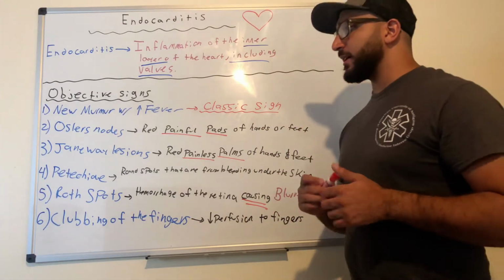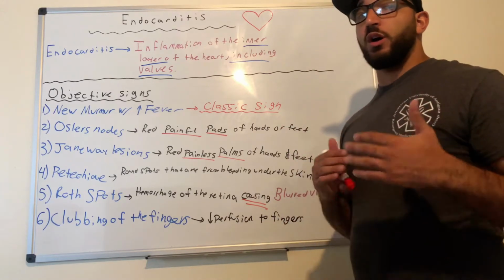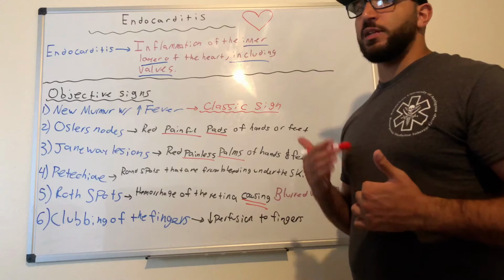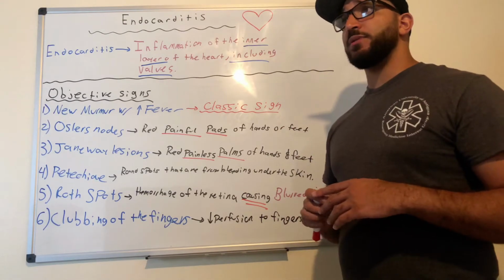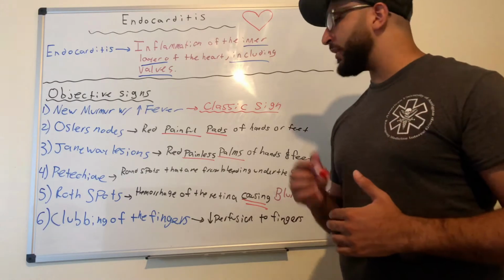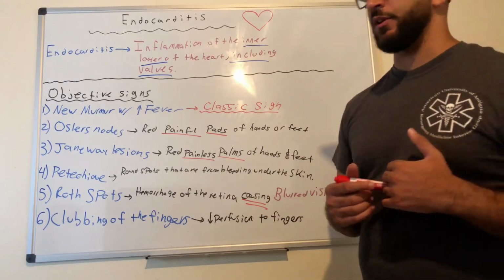So the sixth objective sign is clubbing of the fingers. Due to low perfusion of the extremities, this is something that's typically seen with endocarditis. So if you see the nail beds are above 180 degrees, that's something to take note of, that the patient may have clubbing of the fingers.